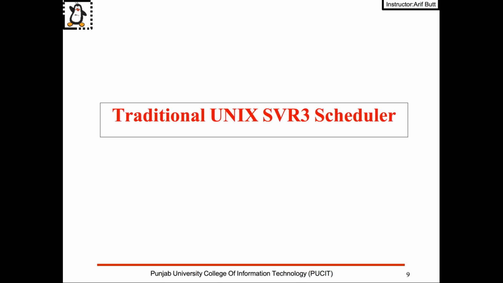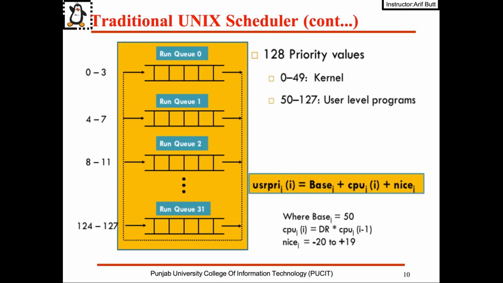Okay, let us first have a quick recap of the traditional Unix System V Release 3 process scheduler. This slide describes the major aspects of the scheduler, which employs 32 run queues from 0 to 31, as shown over here. All these queues implement the round-robin algorithm with a fixed time quantum of 100 milliseconds. There are a total of 128 priority levels, 0 to 49 for the kernel, and the rest are for the user level programs.